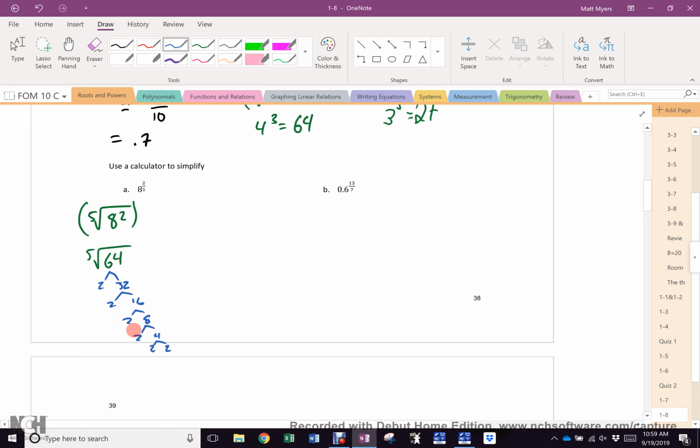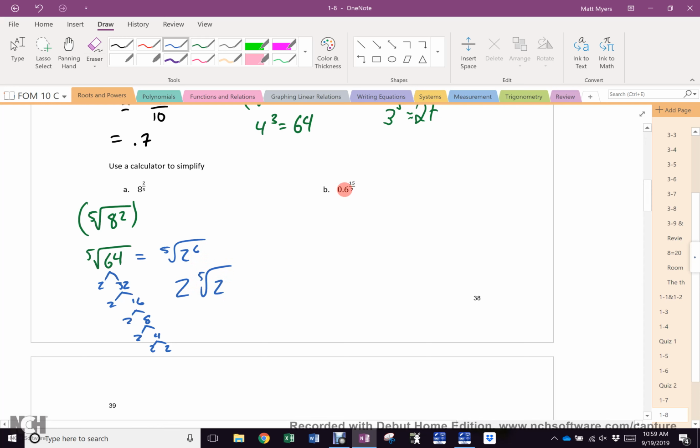1, 2, 3, 4, 5, 6. So the 5th root of 64 is the same as the 5th root of 2 to the 6th. Now I need a group of 5. I have 6. So I'm going to bring out one 2, because that covers the 5 I need, but that left a single 2 under there. Okay? Now sometimes it's even uglier.